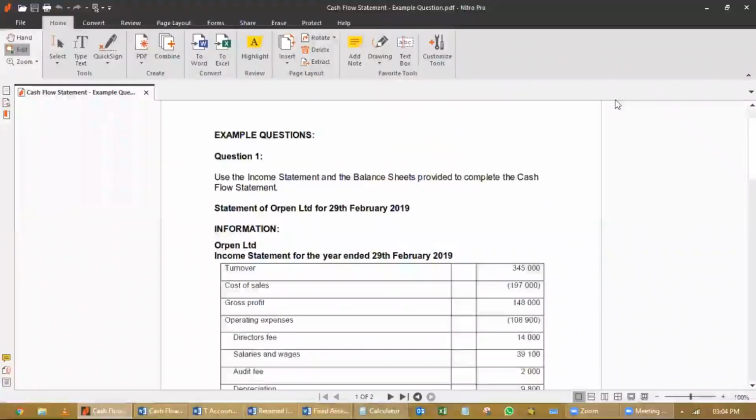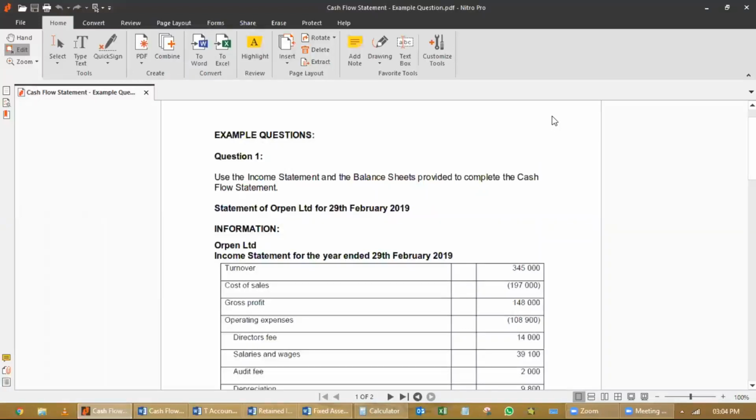Okay, let us start this example of ours. Your typical question would ask you to use the information that you've got to prepare a cash flow statement. Question 1 here says use the income statement and the balance sheet provided to complete the cash flow statement. So your information normally would consist of an income statement, a balance sheet, and notes. It will either be a combination of all three of those or only some of it.